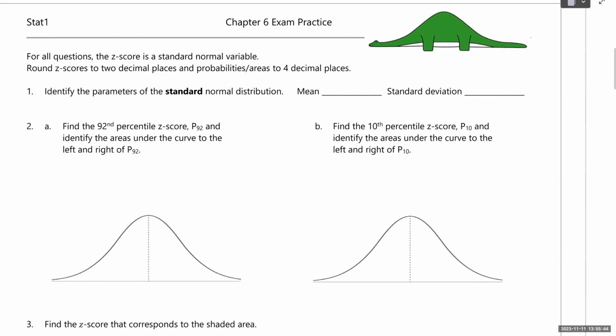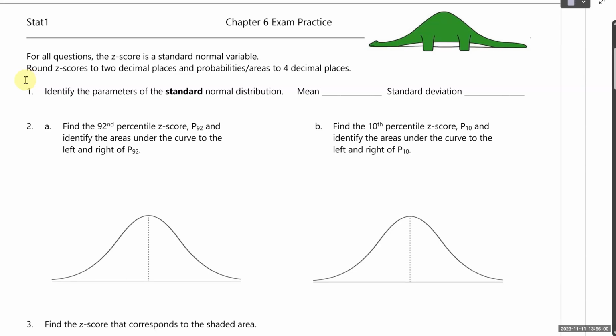Welcome. I'm going to step through some solutions to the Chapter 6 exam practice. I will not be typing them into my calculator to save some time, but you are welcome to pause at any point and see if you can verify my answers on your graphing calculator.